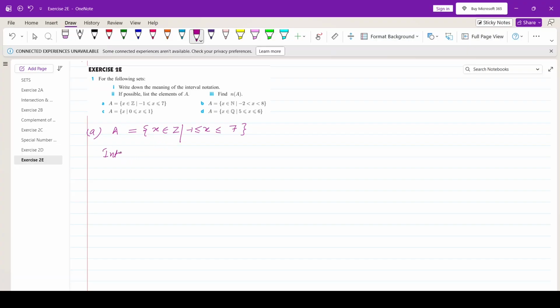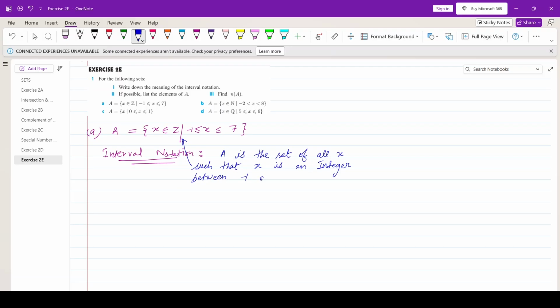Interval notation means A is the set of all x such that, now this symbol here means such that, x is an integer between -1 and 7, including both -1 and 7. This is what we mean by interval notation.